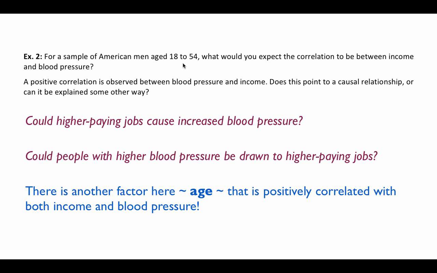positively correlated with both income and blood pressure, is that as you age, again, between 18 and 54, in general, your income increases. And also, in general, your blood pressure over that time increases. So this is another factor that needs to be played in here. So again, we can't necessarily say that because there's a positive correlation, the one causes the other. We know that they're related, and we know how they're related, but we don't know if one causes the other.